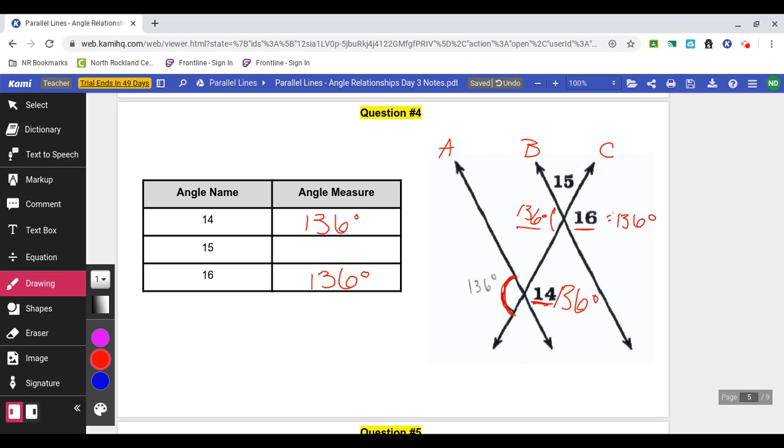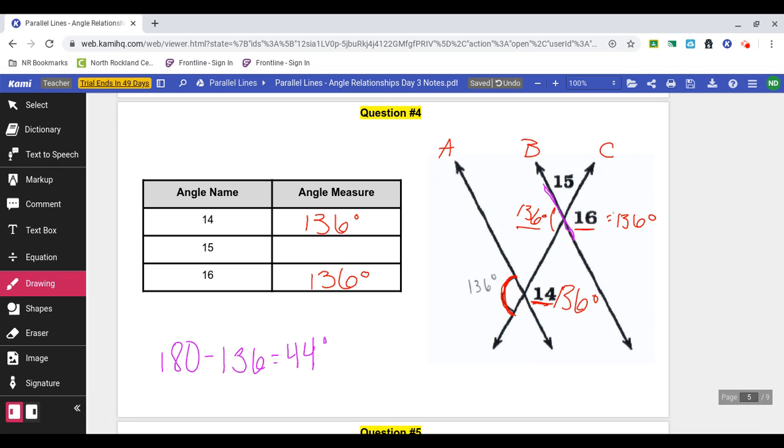Okay, I also know, I should say, that angle 15 and 16 are supplementary angles because they're right next to each other on a straight line. So I can find the measure of angle 15 by simply subtracting 180 minus 136. And 180 minus 136 is 44. So I know angle 15 has to be equal to 44 degrees. Okay.